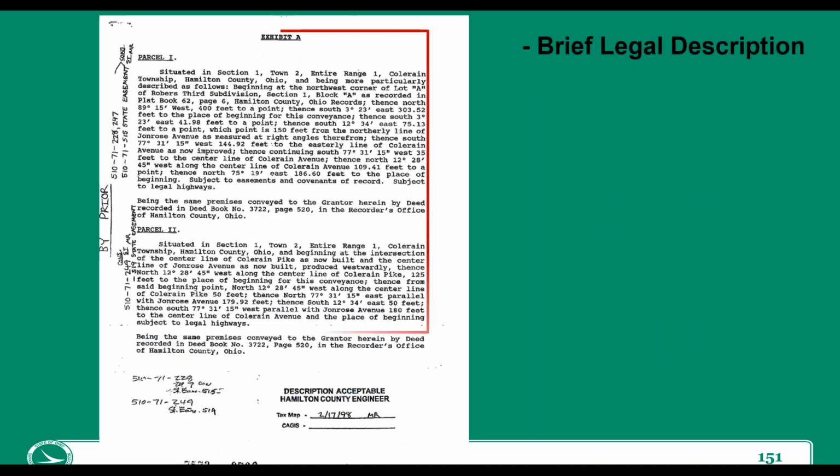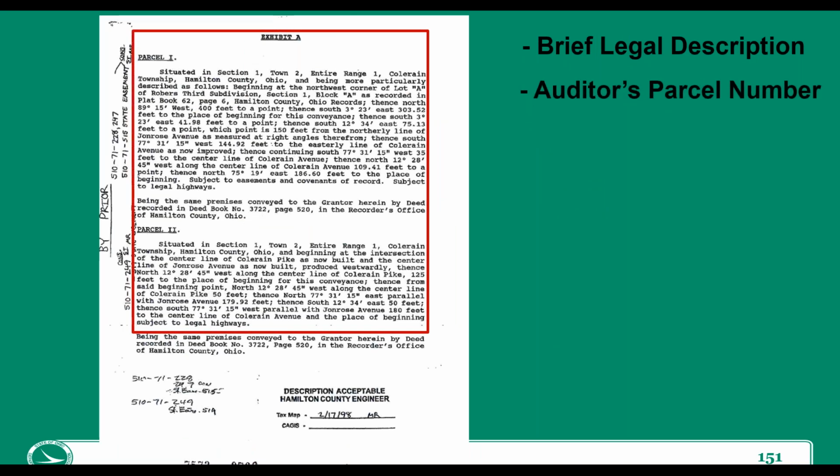The back page, you're going to get your brief legal description of all that. It does show auditors' parcel numbers. Never rely on those to be your current parcel numbers. I've had counties change their complete system, change every parcel number in the county. You can't rely on them.